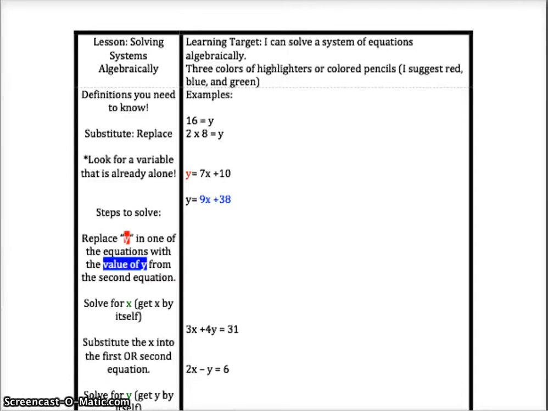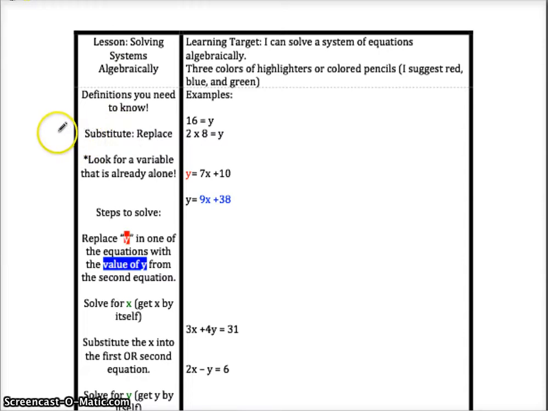Hi students, today we are looking at the lesson Solving Systems Algebraically, and your learning target is I can solve a system of equations algebraically. For this lesson you will need 3 colors of highlighters or colored pencils, your choice. I will be using red, blue, and green, so you can follow along with me if you'd like to use those same colors. And then let's go ahead and just look at the definitions that you need to know.